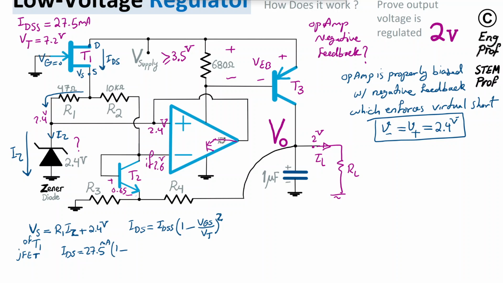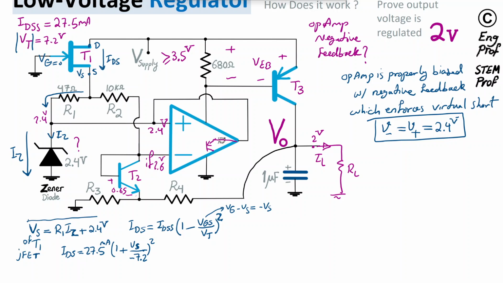That's the IDSS given to us for the N-channel JFET. 1 minus VGS, where VGS is voltage of gate minus voltage of source. Voltage of gate is 0. So we get 0 minus Vs, basically minus Vs. So that's VGS. Therefore, it becomes minus minus, so plus Vs. And then V threshold is a negative number. What is provided is the absolute value of V threshold. For an N-channel JFET, V threshold is a negative number, so it would be minus 7.2 volt to the power 2.